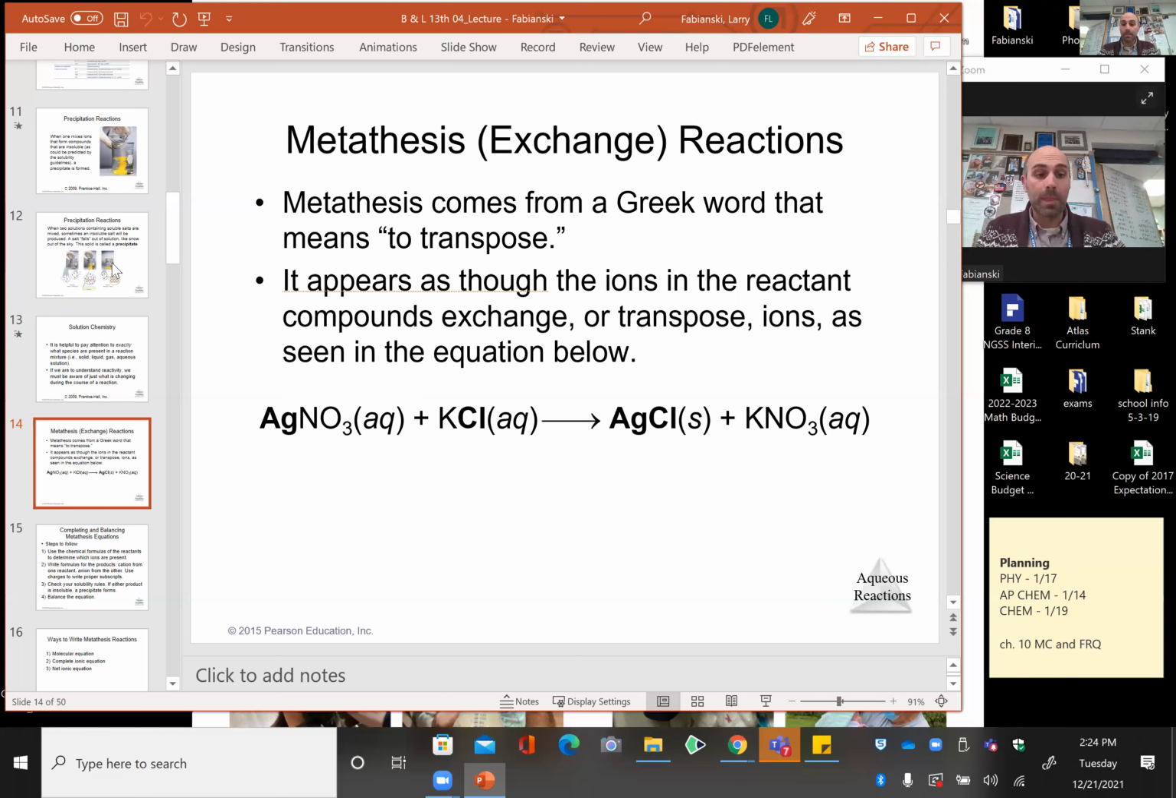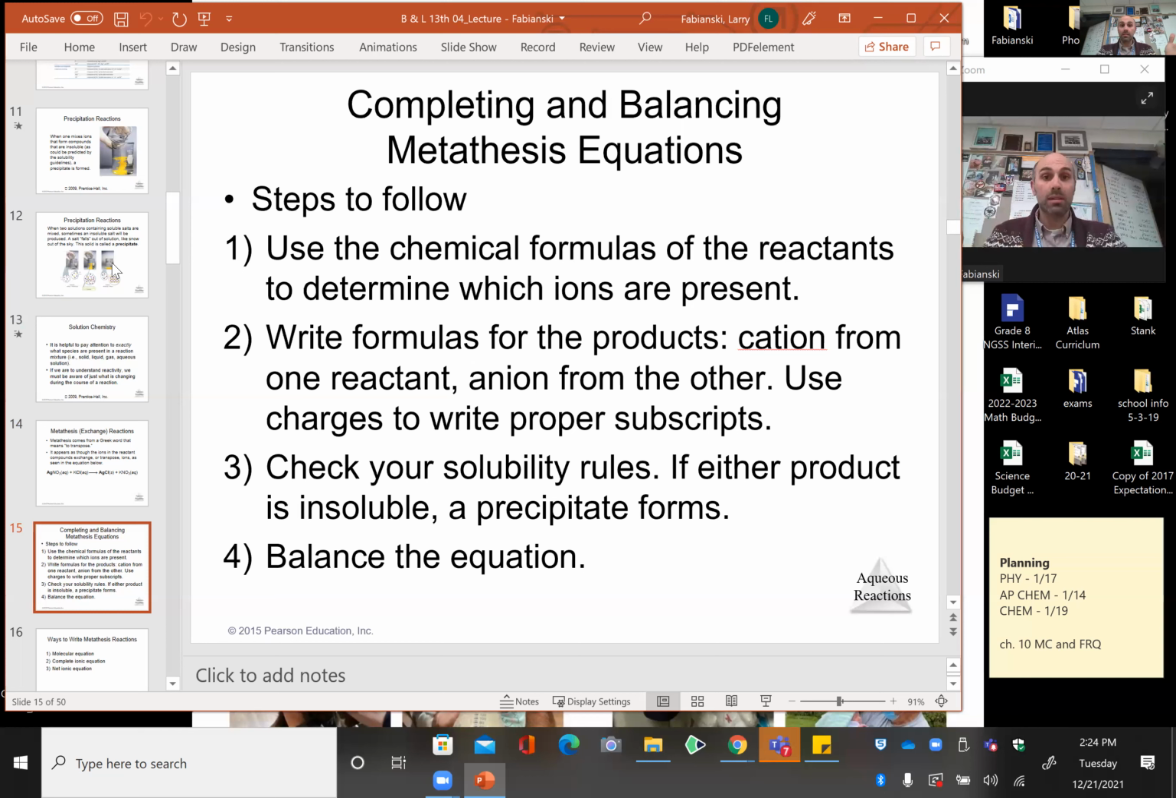All right, completing and balancing metathesis reactions, we're gonna call it replacement reactions. You guys know how to balance chemical reactions. Use the chemical formulas of the reactants. Remember, reactants are on the left side of the arrow. Products are what's formed on the right side of the arrow. You determine which ions are present. You write the formulas for the products, cation from one reactant, the anion from the other. Use the charges to write proper subscripts. Crisscross, right? Check your solubility rules.